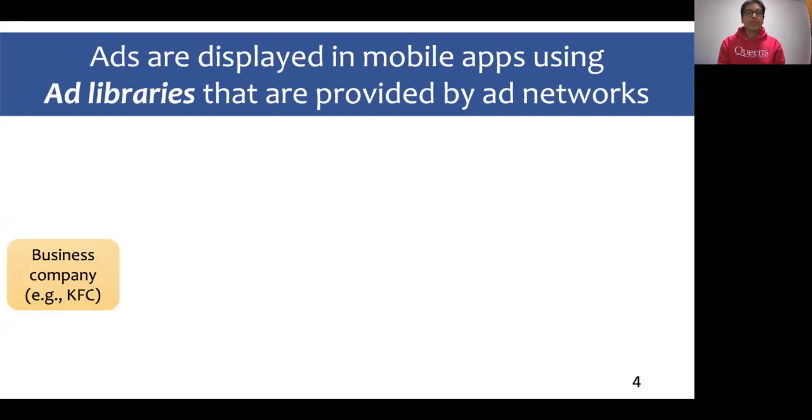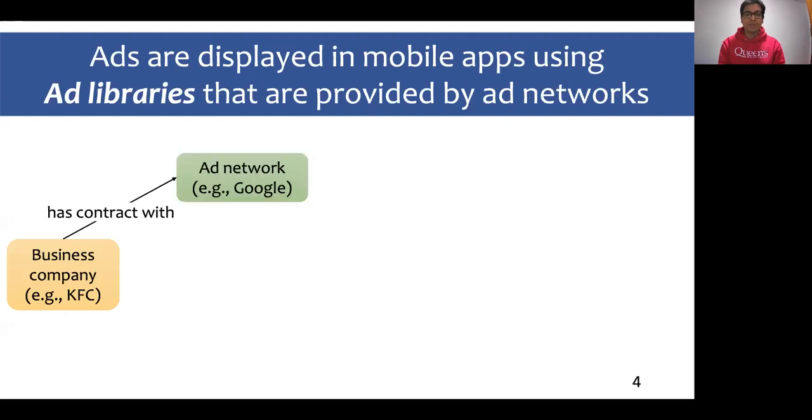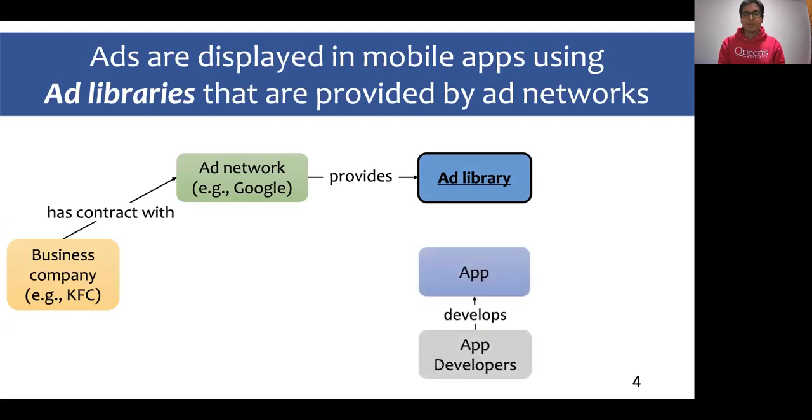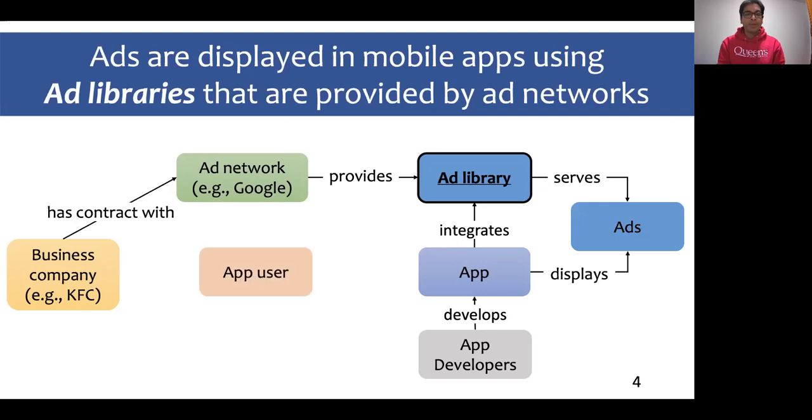In this model, business companies such as KFC, who want to promote their product, have contracts with different ad networks such as Google. Each ad network provides a special library, which is called ad library. To earn revenue through in-app ads, mobile app developers need to integrate this ad library into their app. The main functionality of ad library is to communicate to ad network and serve and display ads on mobile devices. When users install this app and interact with ads, app developers can earn revenue. Therefore, ad library plays an integral role in app ecosystem.